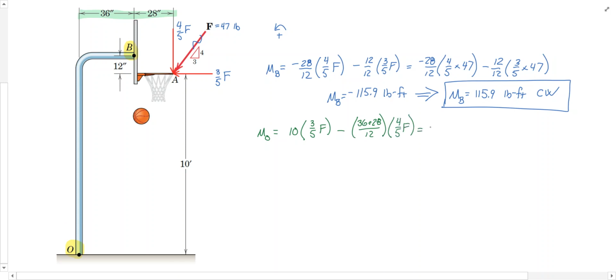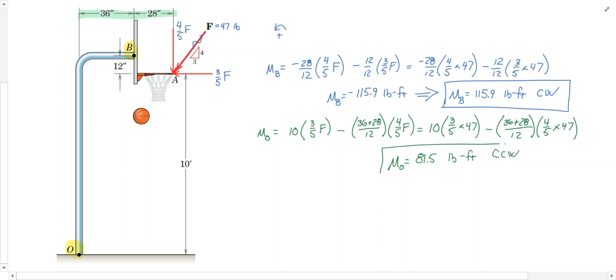And we can substitute, so we have 10 times 3/5 of 47, and then minus 36 plus 28 over 12, and then 4/5 of 47. And if you do the math here, the moment around O turns out to be a positive number, 81.5 pound-feet for the units, and the positive sign tells us that it is a counterclockwise moment.